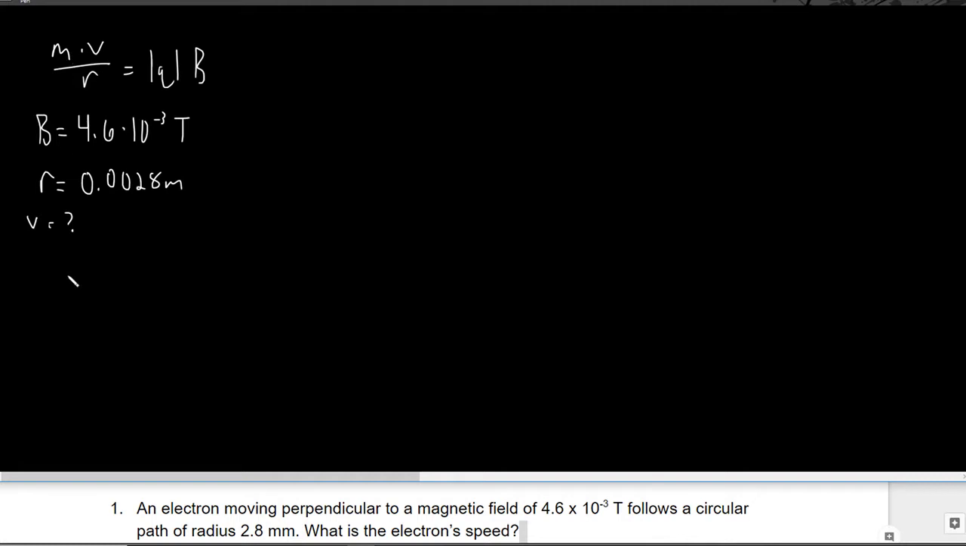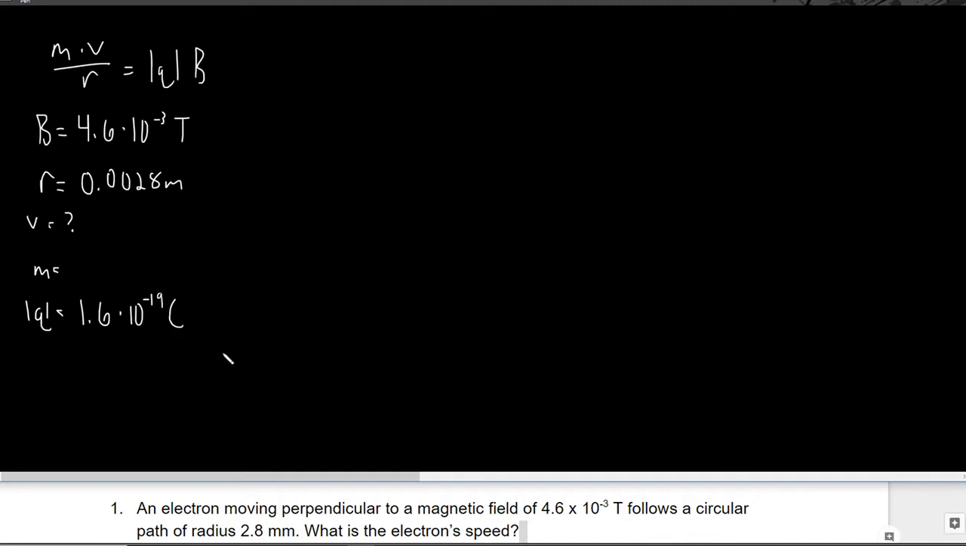Okay, so that means I'm going to need to know the electron's mass and the electron's charge. For an electron, we just know these quantities. So a quick Google search will tell you that the absolute value of the charge on an electron is 1.6 times 10 to the negative 19 coulombs.